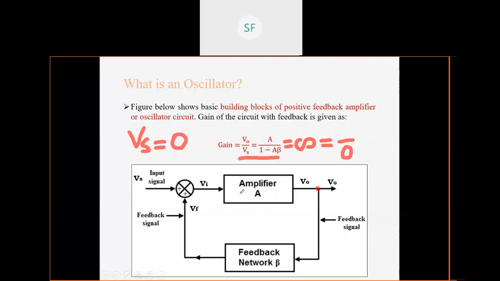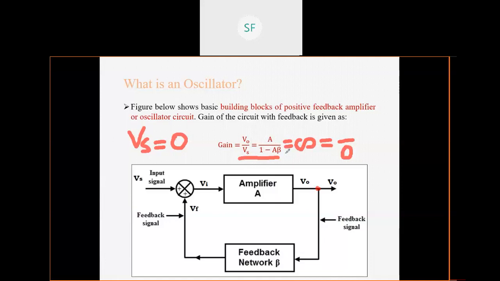What I am telling you from the discussion we have done in the two slides is that we have understood that an oscillator does not require any input signal. That's why I have made Vs equal to 0. Why? Because Vs was my input signal. As soon as I insert Vs equals to 0 in this particular expression, the value of A divided by 1 minus A beta also becomes infinite.